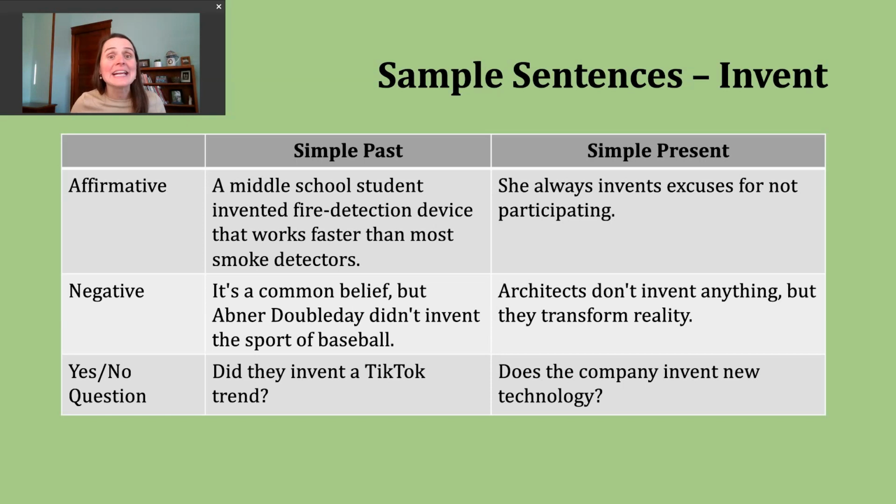Lastly, let's look at making a yes or no question in the simple present. To do this, I'm going to start with do or does. Whichever form matches my subject, that subject comes next. Then you're going to see the base verb. Again, in my yes or no questions, I am not using S on the end of my verb in any form. So an example of a yes or no question in the simple present might be, does the company invent new technology? And to that question, right, we might say, yes, it does, or no, it doesn't.